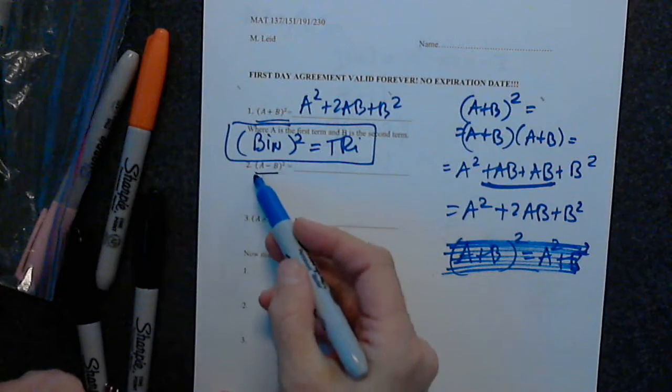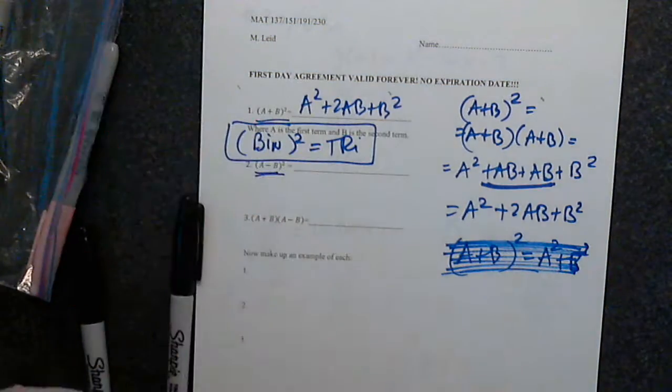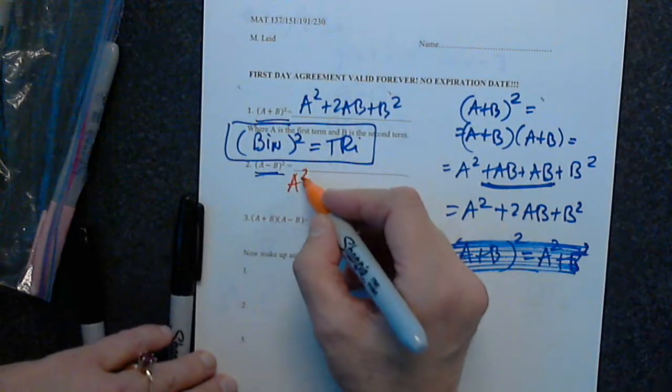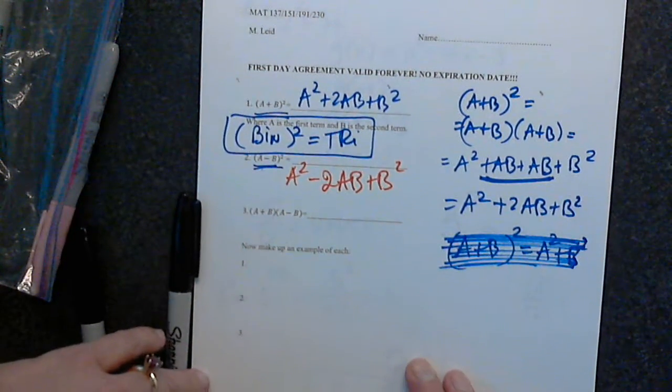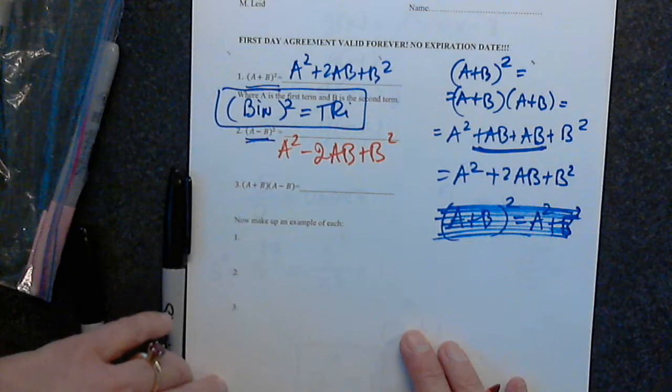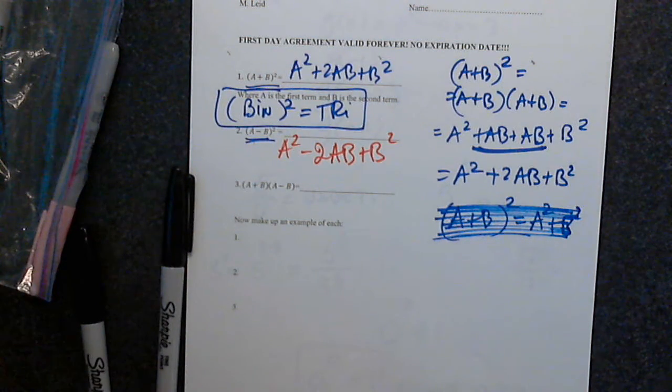Can anyone give us the answer for the second one without calculations? Is it the same thing instead? Of course. Very good. Still a trinomial, but because the middle term is negative, the middle term will become negative in the trinomial.